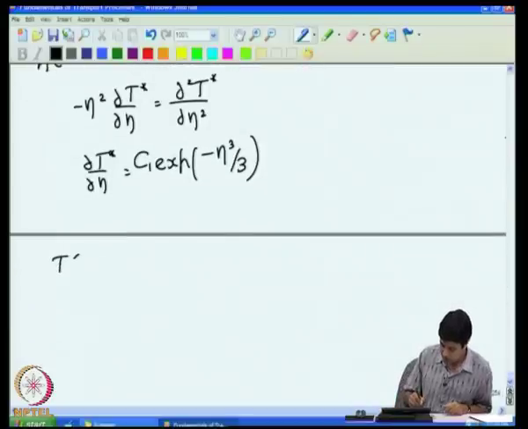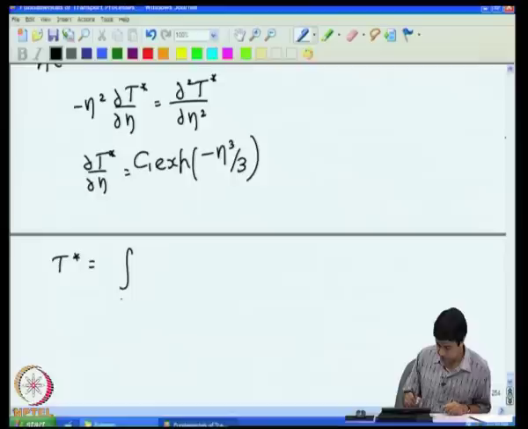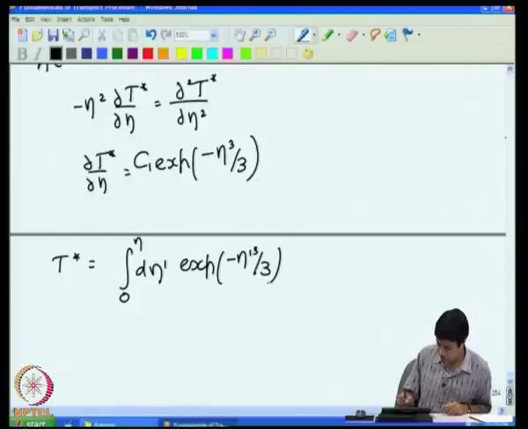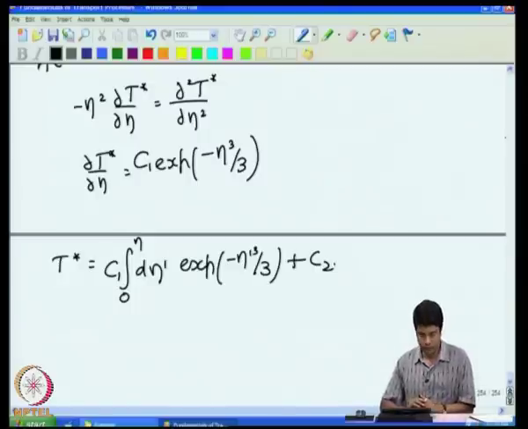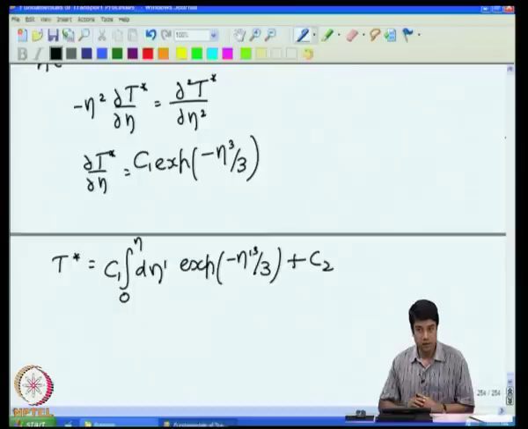to get T star is equal to the integral from 0 to some value of eta of eta prime exponent of minus eta prime cubed by 3, plus some other constant c2. Okay. So, this is the final solution. This integral cannot be evaluated exactly, because we have a definite integral here, because we cannot integrate e power minus eta cubed by 3 exactly.